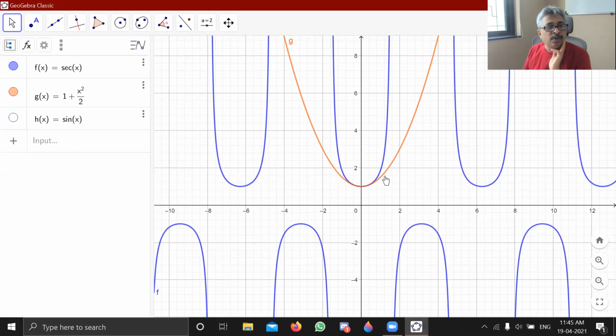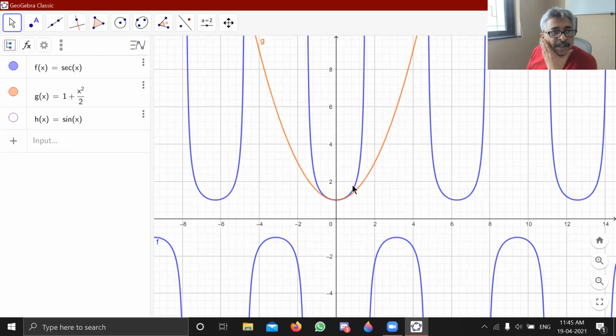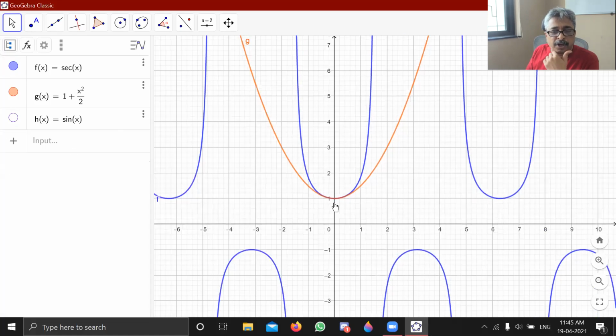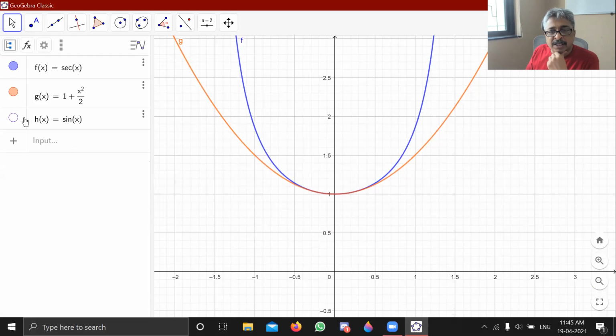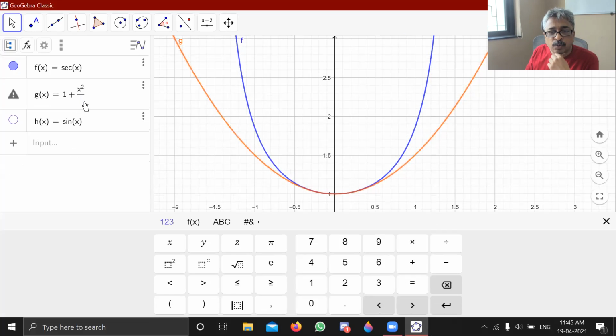Okay, let us do sec x, the blue graph, and we are doing it near 0. So we are interested in a particular point, and it is approximated by 1 plus x square by 2. Pranav, now just remove that 2 from the denominator. Remove.